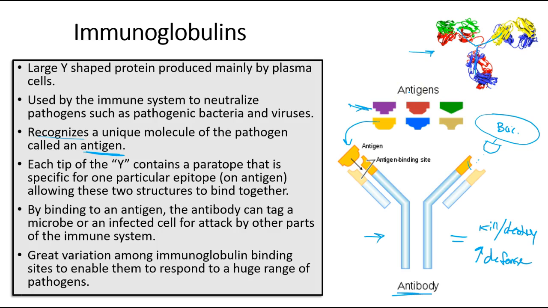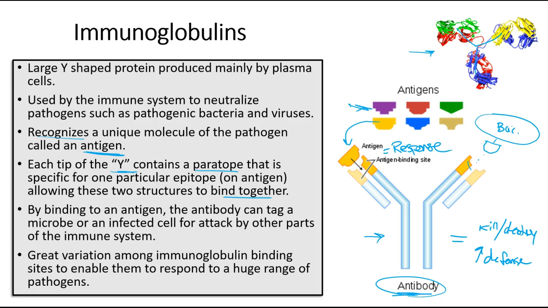Okay, each tip of the Y, remember, is the antibody. Each tip of the Y contains a paratope that is specific to one particular antigen. I've already talked about that, right? They bind together, and because they bind together, they create an immune response. The binding of these two creates a response which your body will recognize as identifying either something that is foreign or something that is common to your body, something that should be there versus something that shouldn't be there.